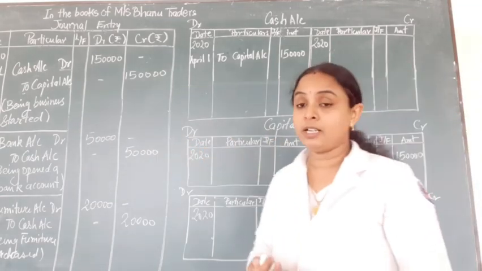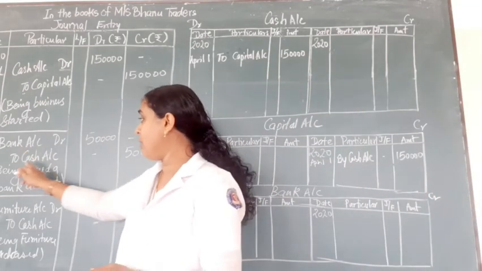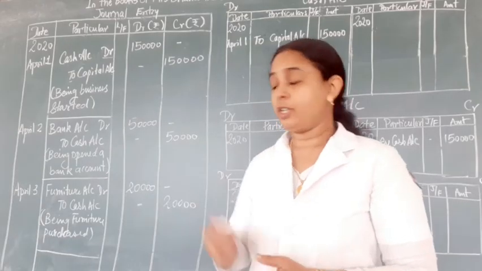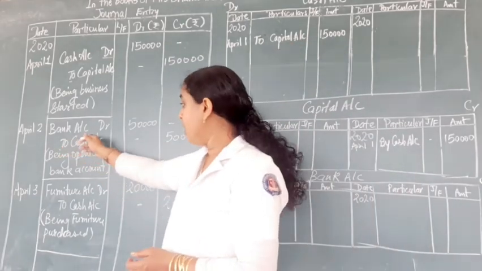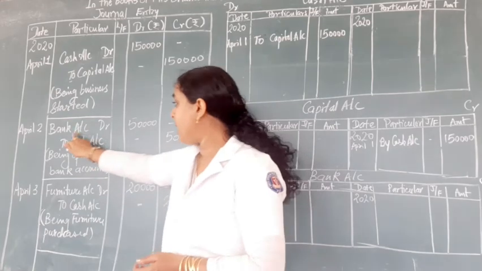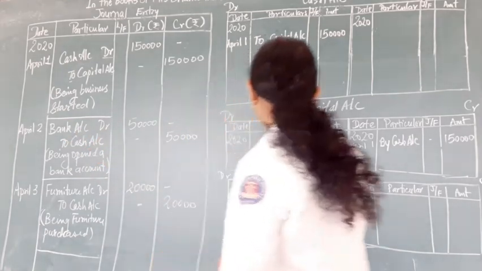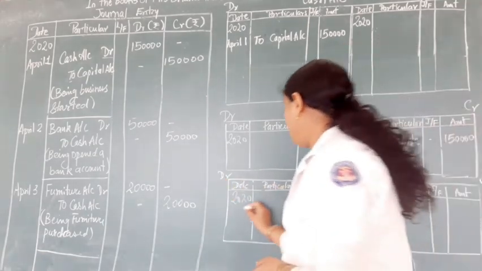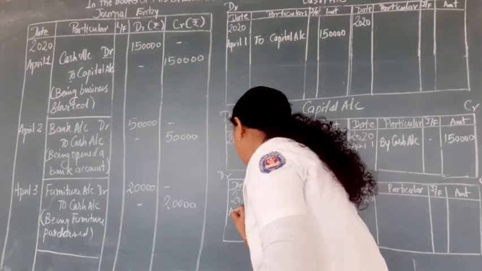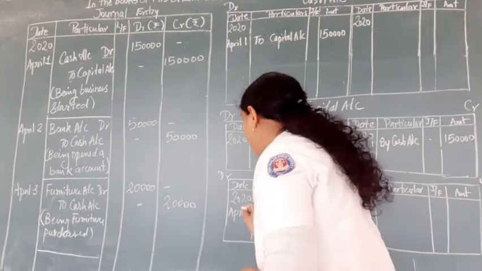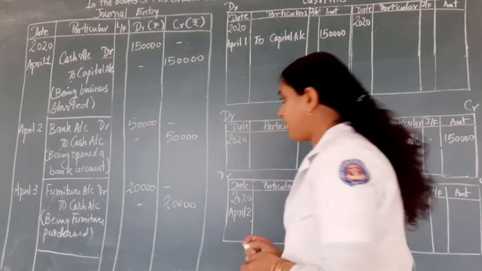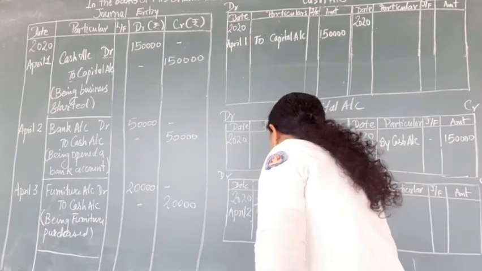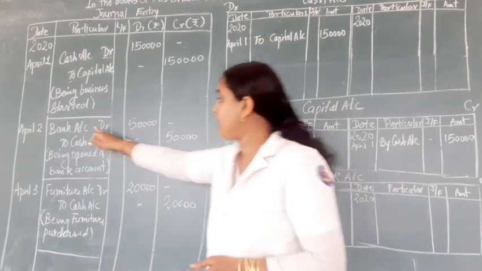Now moving to the next posting, that is bank account debited to cash account. Bank account is debited. Now children, moving to the next transaction, that is on April 2, bank account debited to cash account. So we have a bank account. On the debit side of bank account, I will write first of all the date, that is April 2. Okay. And under bank account, you have to write "To cash account."